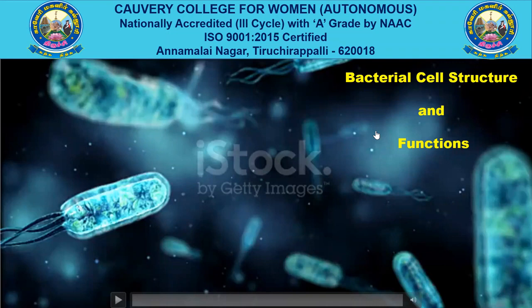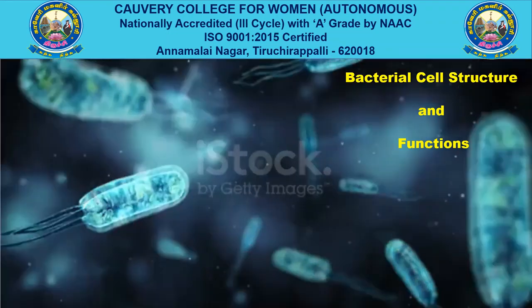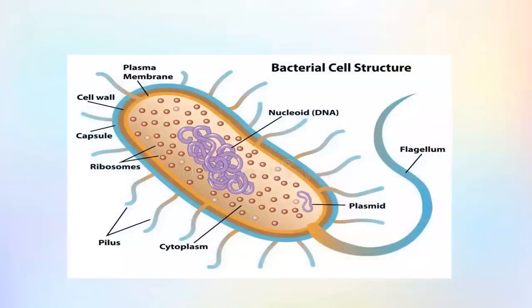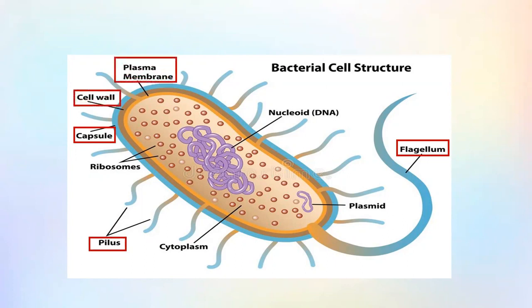In this e-content, let us have an overview about the bacterial cell structure and functions. Bacterial cell have a simple structure. It possess both external and internal structures. The external structure is present outside the cell wall. It is the capsule, flagellum, and pilus. The internal structure have cell wall, plasma membrane, cytoplasm, nucleoid, ribosome, and plasmid.